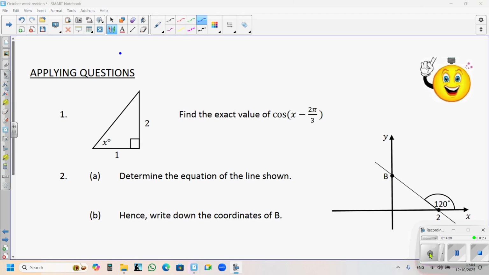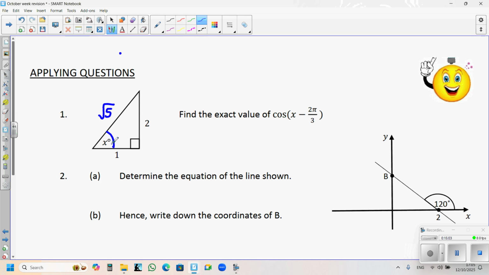So the next revision question, it says we have got a triangle here, angle x, we've got that side there, which is 1, that side there is 2. Find the exact value of this thing here. So whenever you have got a right-angled triangle, you work out if there's any missing side. So the hypotenuse, the biggest side there, is missing. So we're going to square the sides, add them, and take the square root. So 2 squared is 4, 1 squared is still 1. So 4 plus 1 is 5, so take the square root, so that side is root 5.